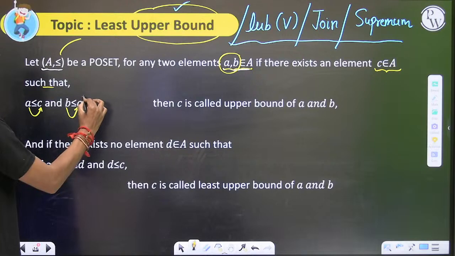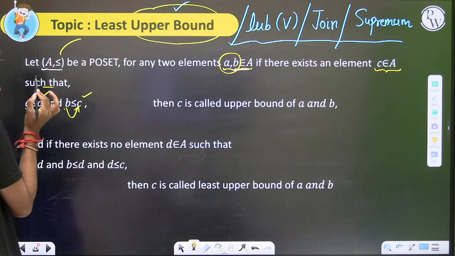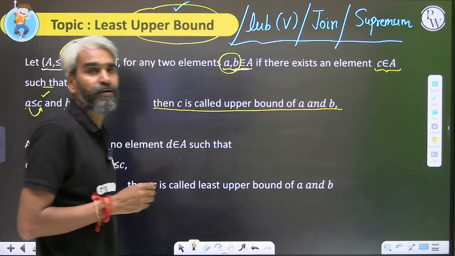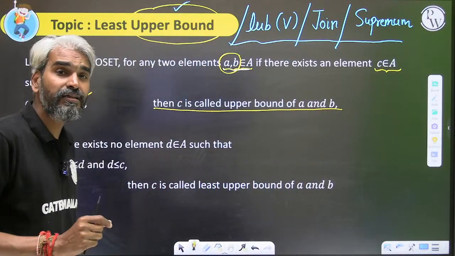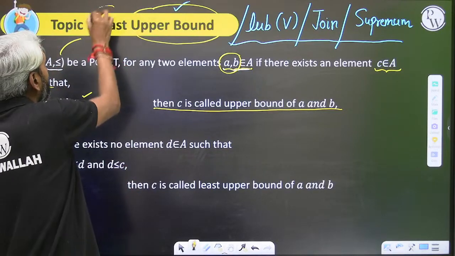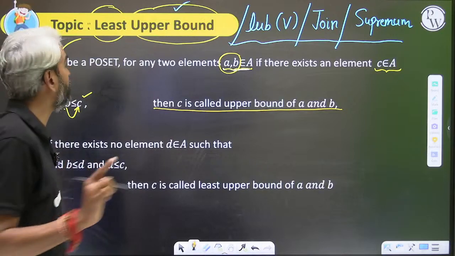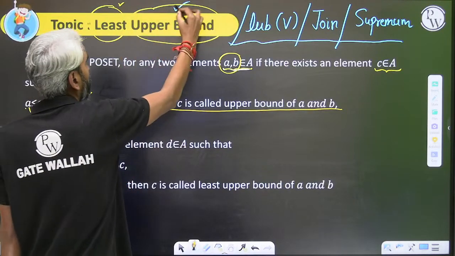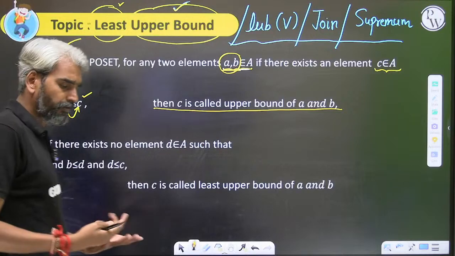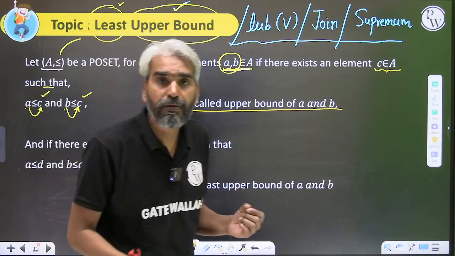So if there is any element C which is on the upper side of A as well as on the upper side of B, then we will say that C is called upper bound of A and B. But are we interested in the random upper bound? No, sir. We are interested in the least of all the possible upper bounds of these elements A and B. So we have understood the concept of upper bound, but now we are interested in the least upper bound.